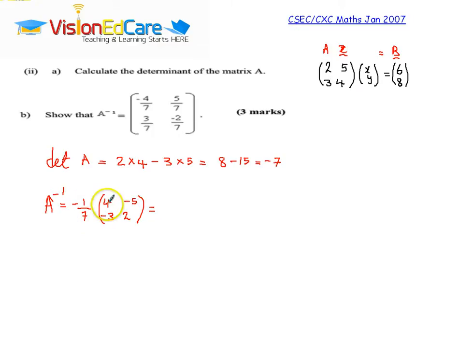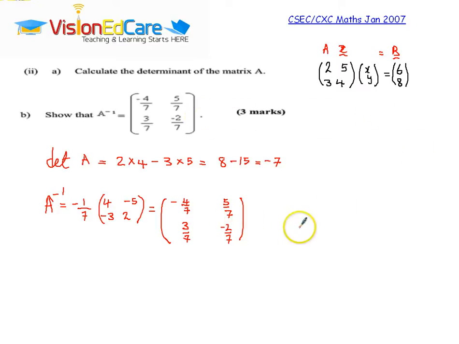Minus 1 over 7 times 4 gives us minus 4 over 7. And minus 1 over 7 times minus 3 gives us 3 over 7. Minus 1 over 7 times minus 5 gives us 5 over 7. Minus 1 over 7 times 2 gives us minus 2 over 7. So we have proved that A inverse is equal to what they asked us to prove.